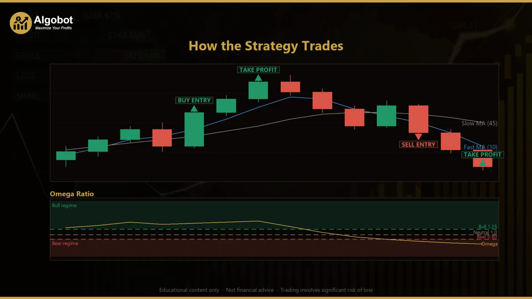Of course, not every setup reaches its target in real markets, and losses are a normal part of any strategy. This walkthrough is purely illustrative and for education.